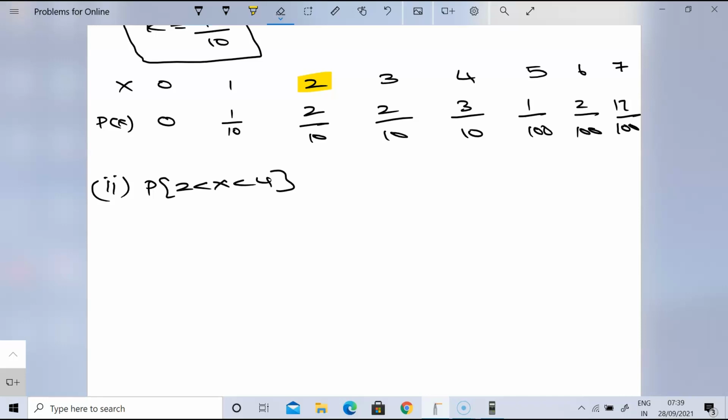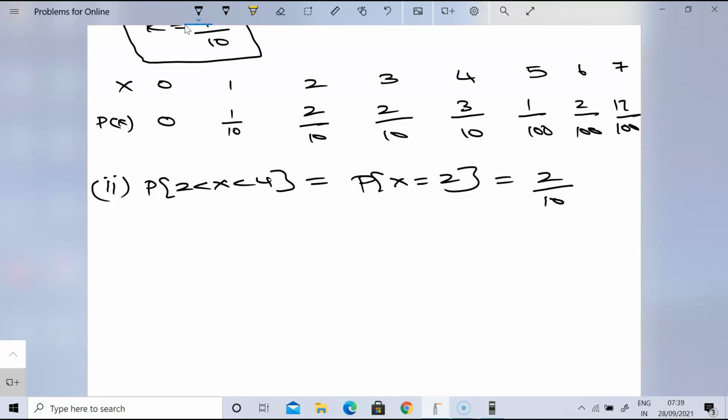Okay, so you need to see only the probability value. Let me remove this. So when you see this, this is nothing but the probability of x equal to 2. Now what is the corresponding probability of x equal to 2? See here, x equal to 2. What is its corresponding probability? 2 by 10. That's what I'm going to write here. So this is equal to 2 divided by 10. So the second part is over.